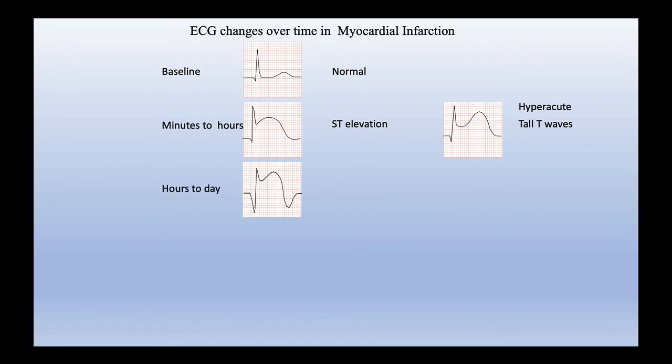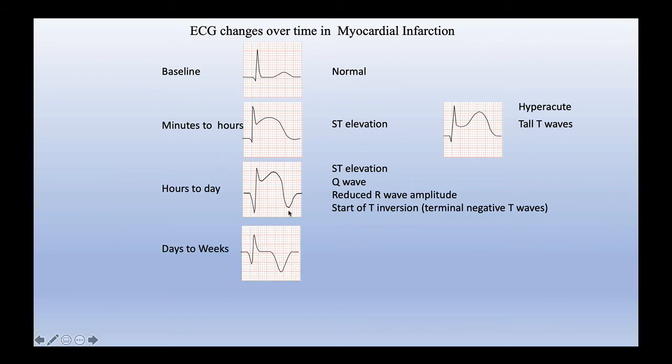After that, from hours to days later, we see the changes evolving, dynamic changes. We see the ST elevation still there, but we see Q wave formation taking place. There might be a reduction in the R wave amplitude, and importantly, you see that there's a T wave inversion that starts to take place in the terminal part of the T wave. So in the terminal part, we see a T wave inversion that is taking place.